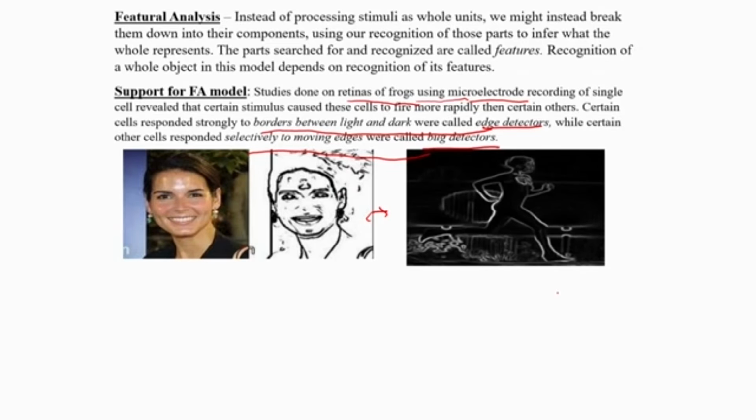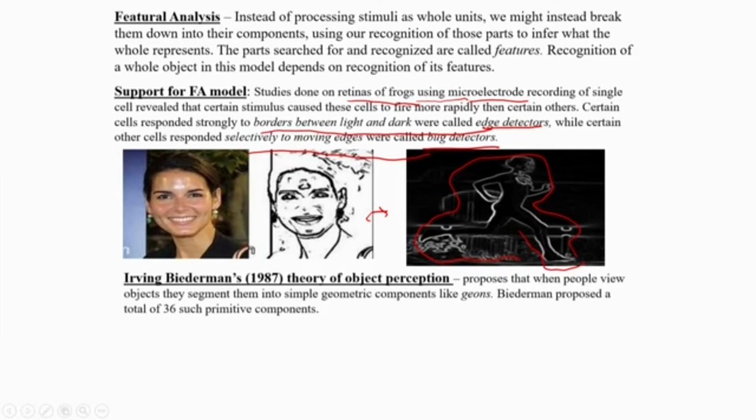Similarly, bug detectors have been found. When you see somebody running, the bug detector in the human eye responds something like this. It is responding to the motion of this person, whereas in this case the edge detectors are responding to the edges, the differences between the figure and background, the contours which make this woman. So, this is the direct output from an edge detector and a bug detector in the human eye. And what does this really mean? It means that at the level of the eye itself, the features are separated out.